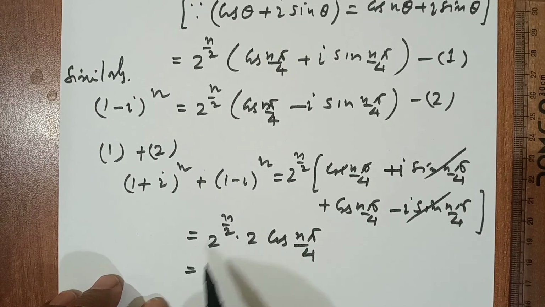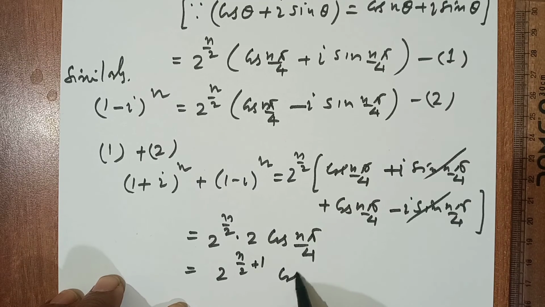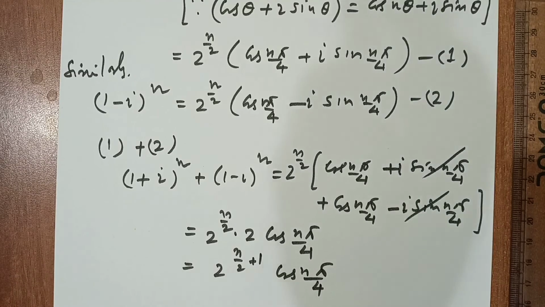So here 2^(n/2) times 2 is 2^(n/2 + 1) cos nπ/4, and hence proved. Okay, so this is a very important question.